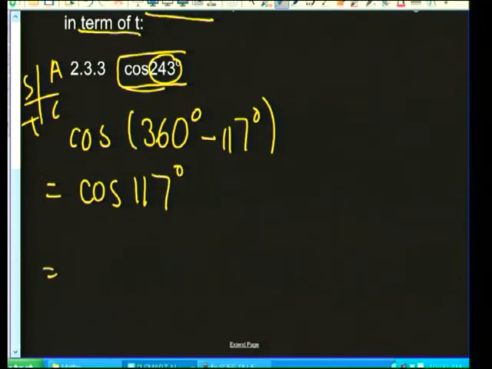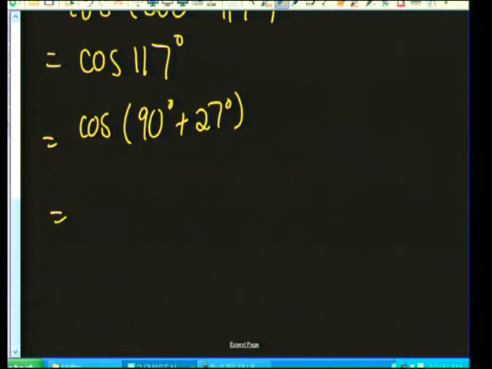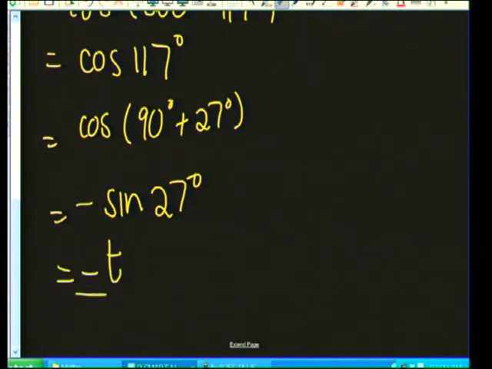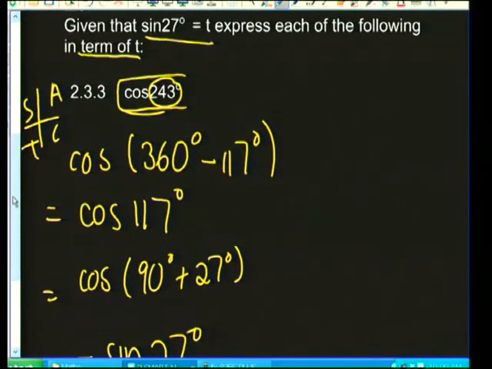Now we need to reduce this again because we still don't have 27. Then we can go cos 90 degrees plus 27. Remember, this is your co-ratios. So 90 plus becomes minus sine 27 degrees. We finally have a 27, so now we can answer our question. If you look at sine 27 was t, so this would equal minus t. And that's the answer for that one. So remember, don't forget to reduce until you get to what you were given.